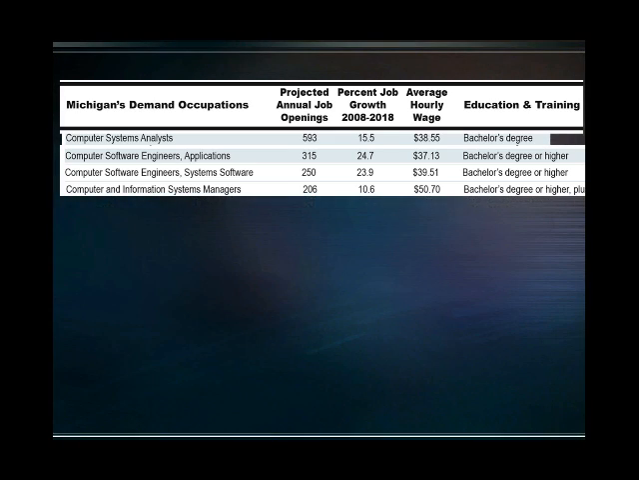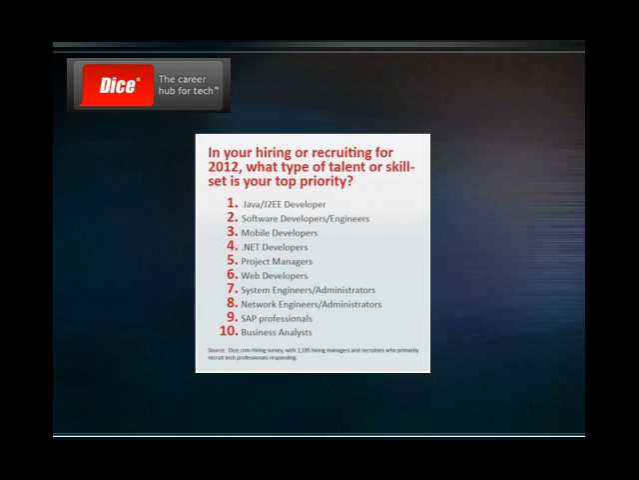So maybe a more telling indicator. Excuse me. So an even more telling indicator of demand is real-time LMI. This is a DICE survey asking employers what skills they're recruiting or hiring for. And as you can see, there are things like Java, J2EE, software developer engineers, mobile developers, .NET developers, project managers, and business analysts. You look at this list, and what I think this is really indicative of are the skills and needs that relate to the entire software development life cycle.